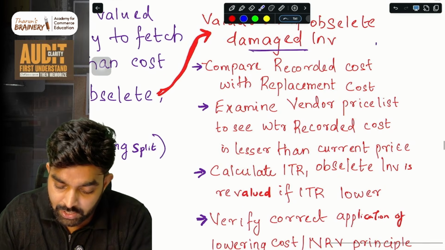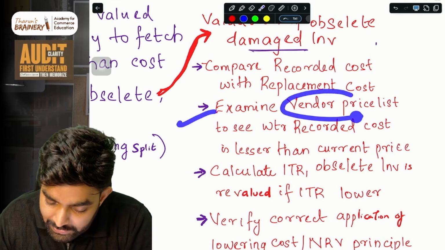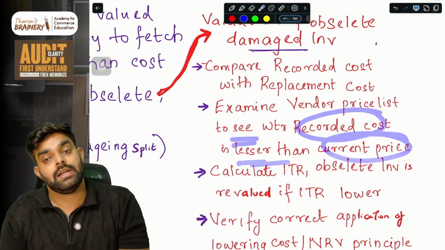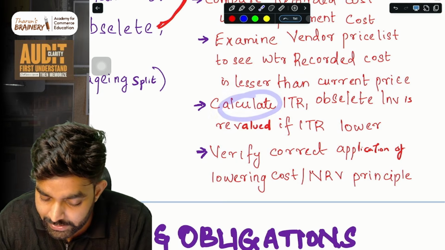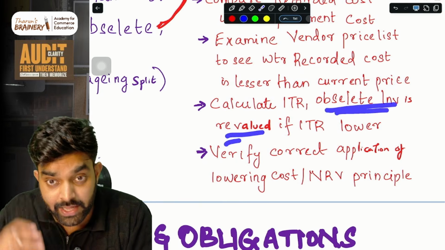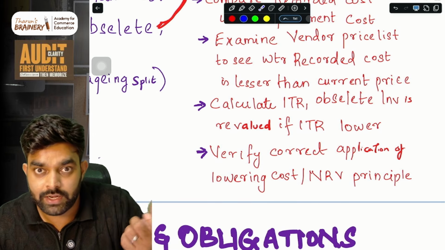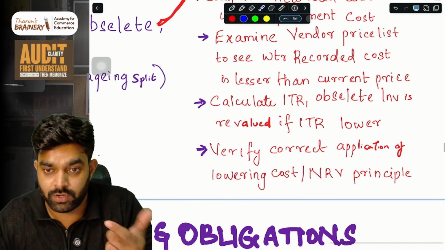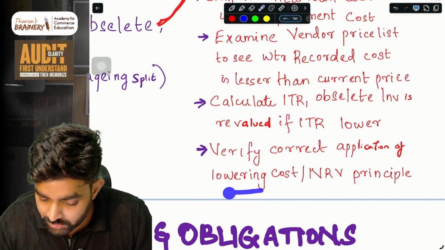So compare the recorded cost with the replacement cost. Then examine the vendor's price list to see whether any recorded cost is lower than the current price. See whether the cost is less than the current market price. Then calculate the inventory turnover ratio, ITR. Obsolete inventory is revalued if the inventory turnover ratio is lower. If it is lower, then you have to revalue this obsolete inventory once more to recheck its valuation. Then verify the correct application of the lower of cost or NRV principle.